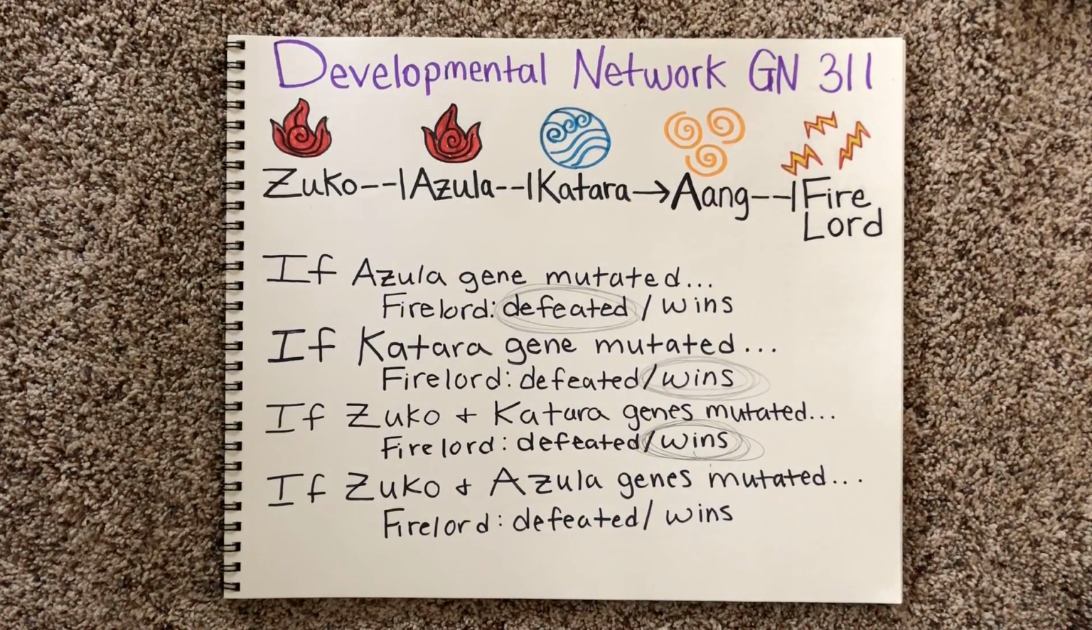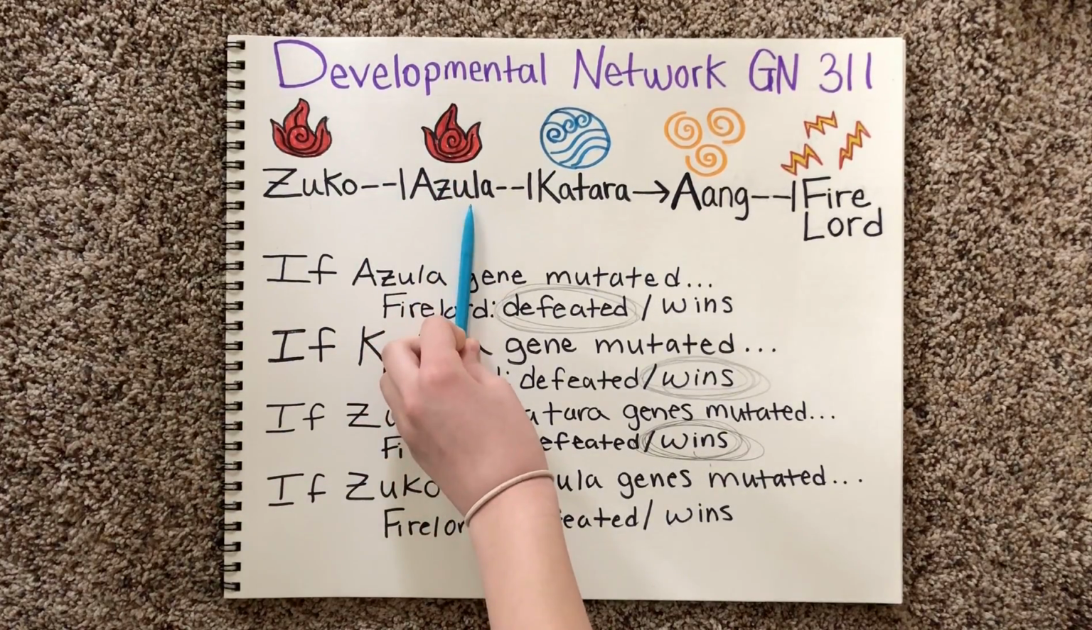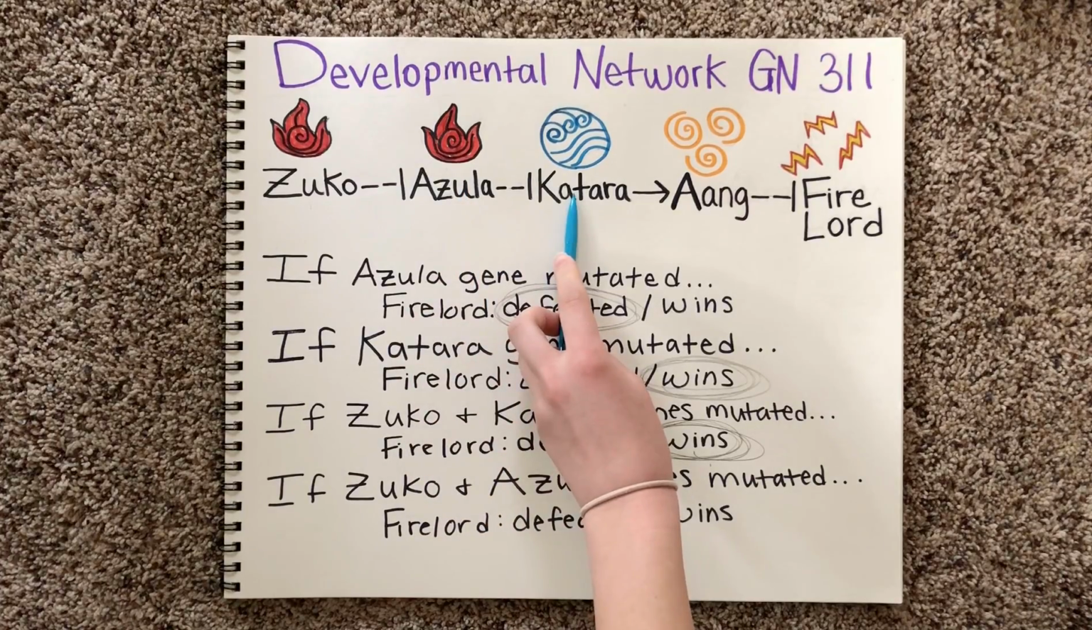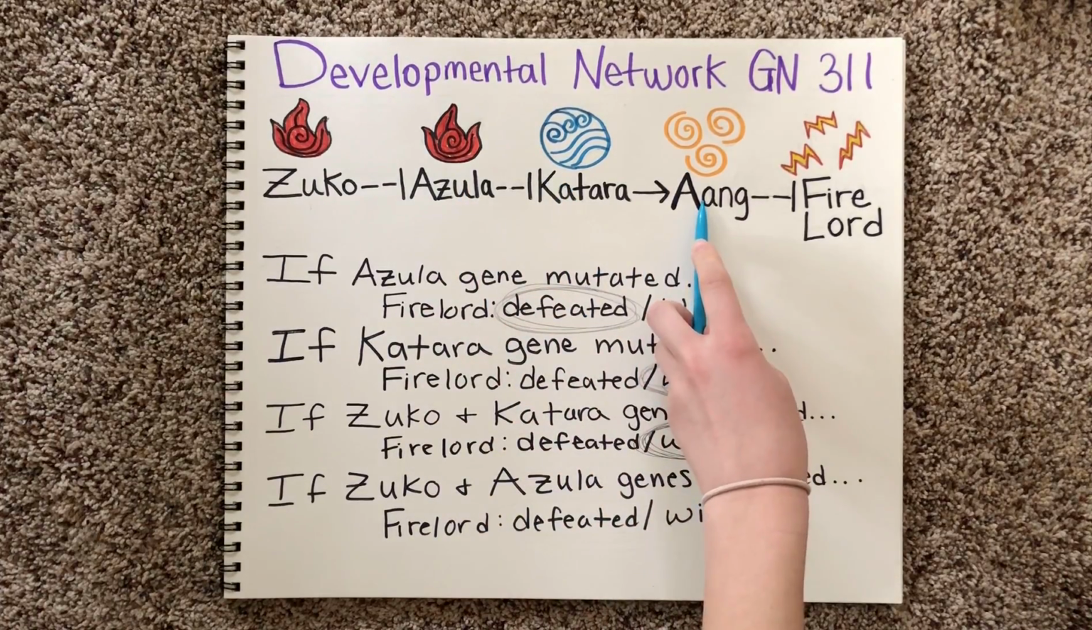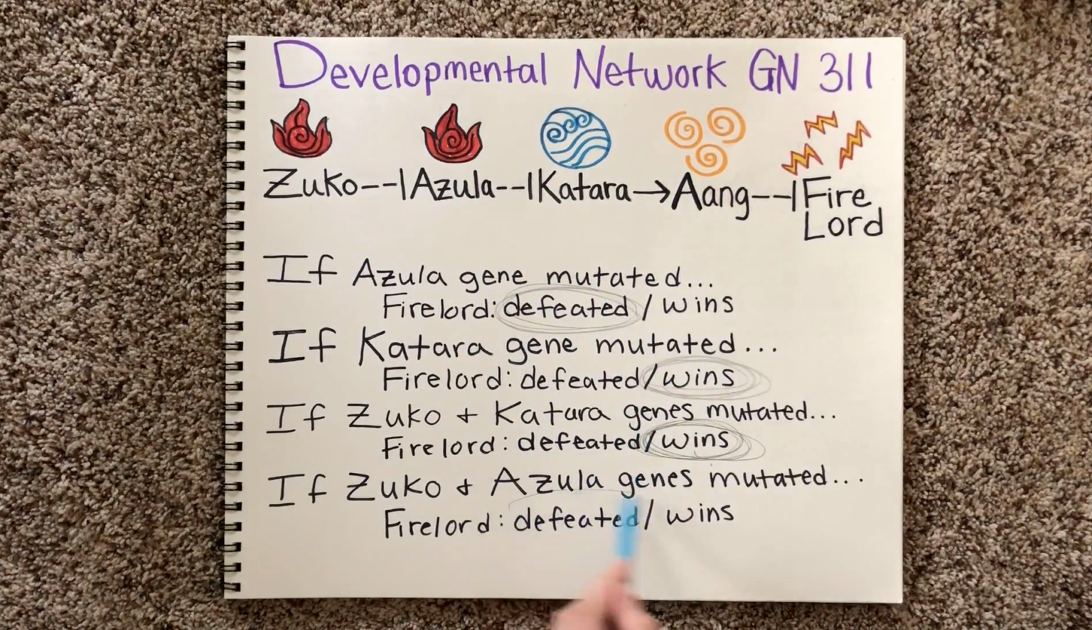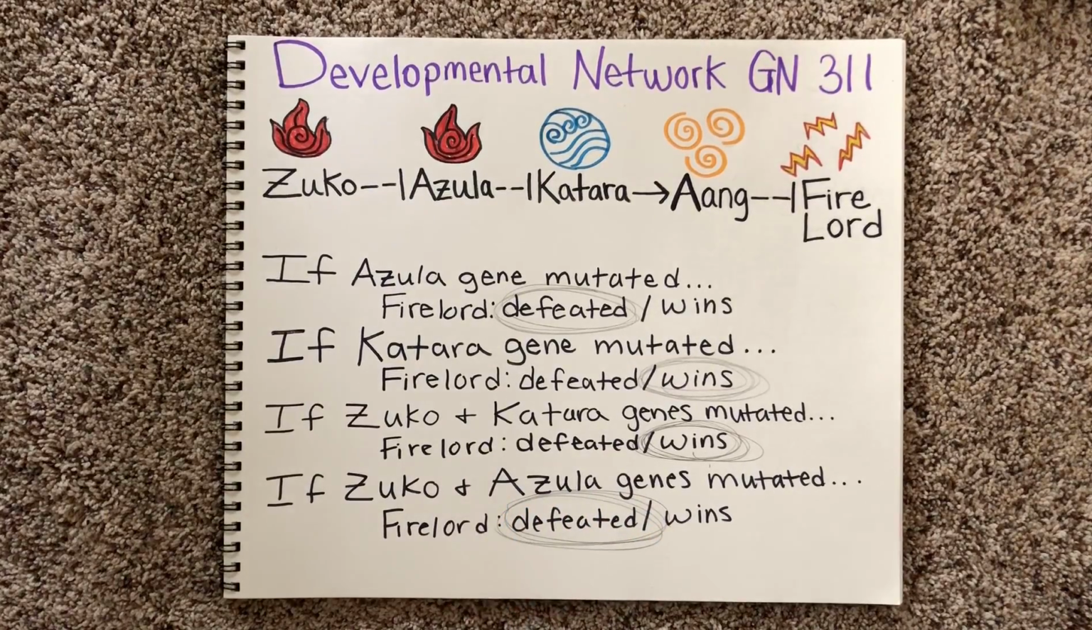And then that last example would be if the Zuko and Azula genes were mutated. In this case, I'll start with the more upstream one. If Azula is mutated, she cannot inhibit Katara, which means Katara can activate Aang, Aang can inhibit the Fire Lord, and he will be defeated.